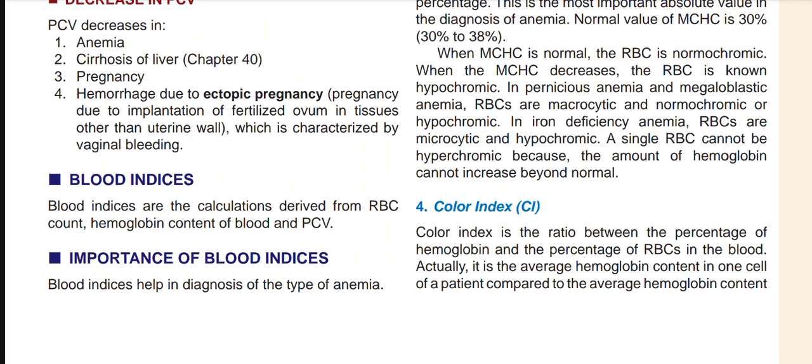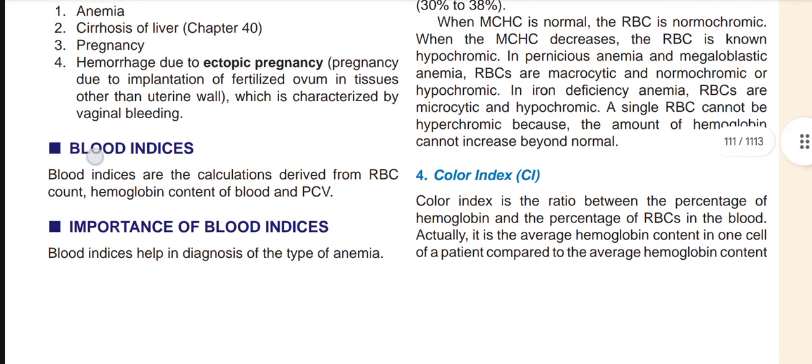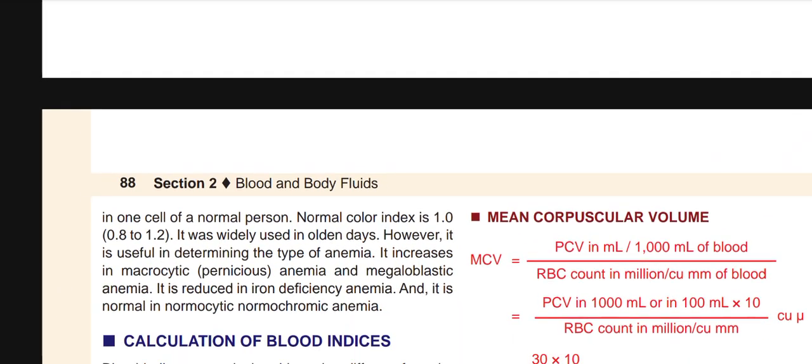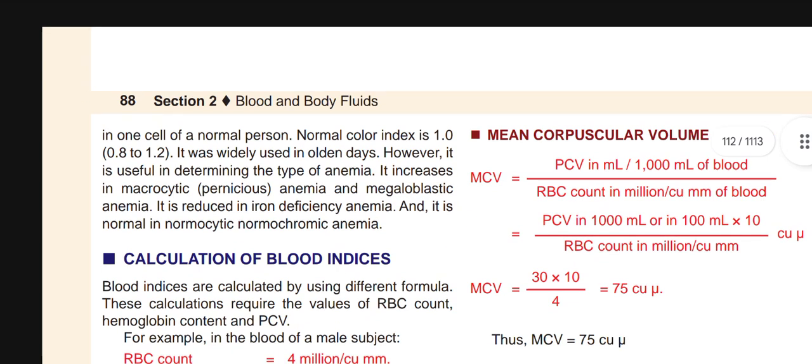Then color index, or CI. Color index is the ratio between the percentage of hemoglobin and percentage of RBC in the blood. Actually, it is the average hemoglobin content in one cell of a patient compared to the average hemoglobin content in one cell of a normal person. Now, normal color index is 1.0 and it ranges between 0.8 to 1.2, and it was widely used in olden days. However, it is useful in determining the type of anemia. It increases in macrocytic or pernicious anemia and megaloblastic anemia, and it is reduced in deficiency anemia, and it is normal in normocytic and normochromic anemia.